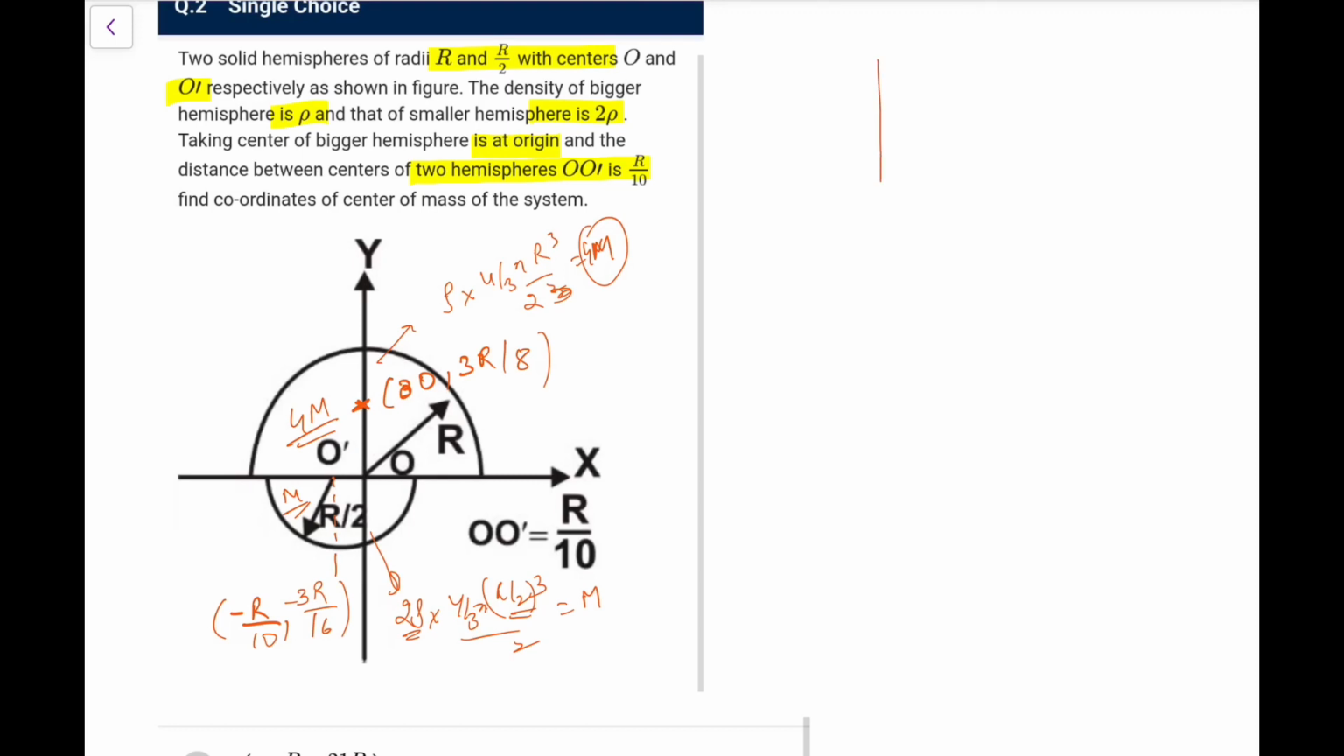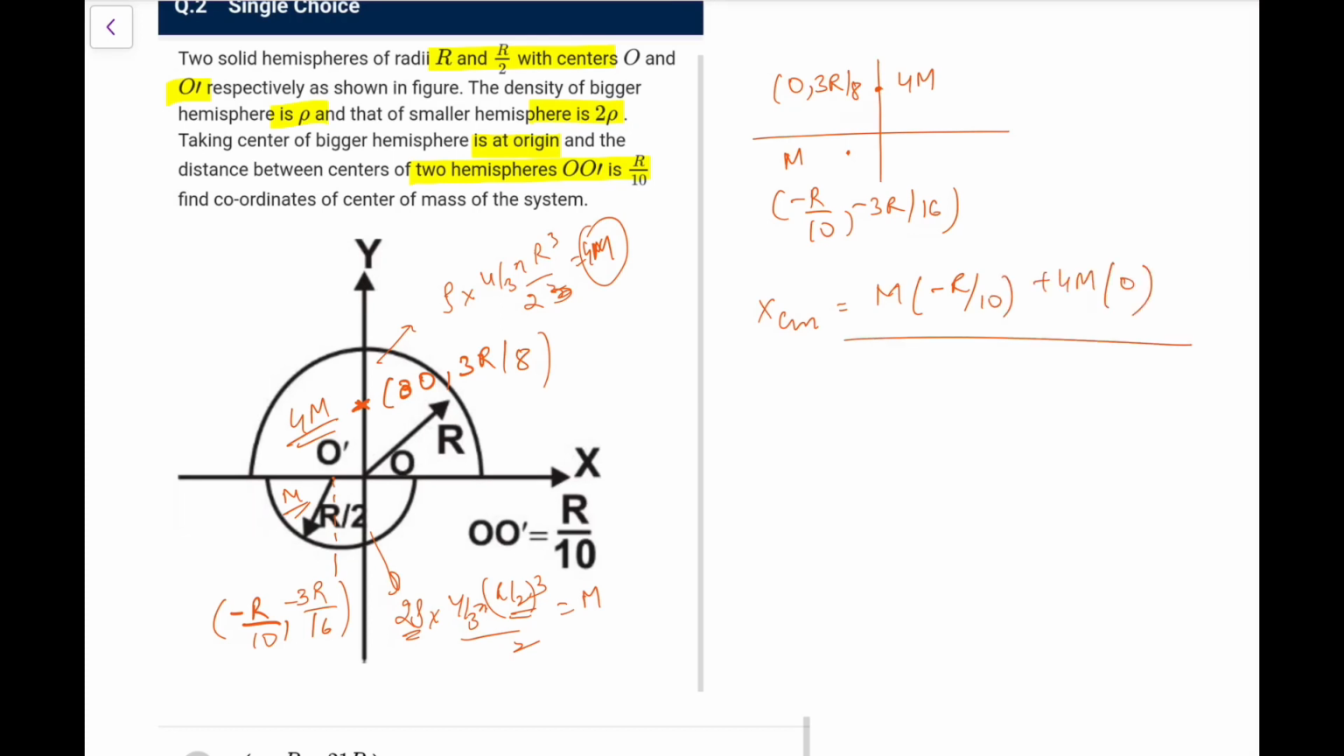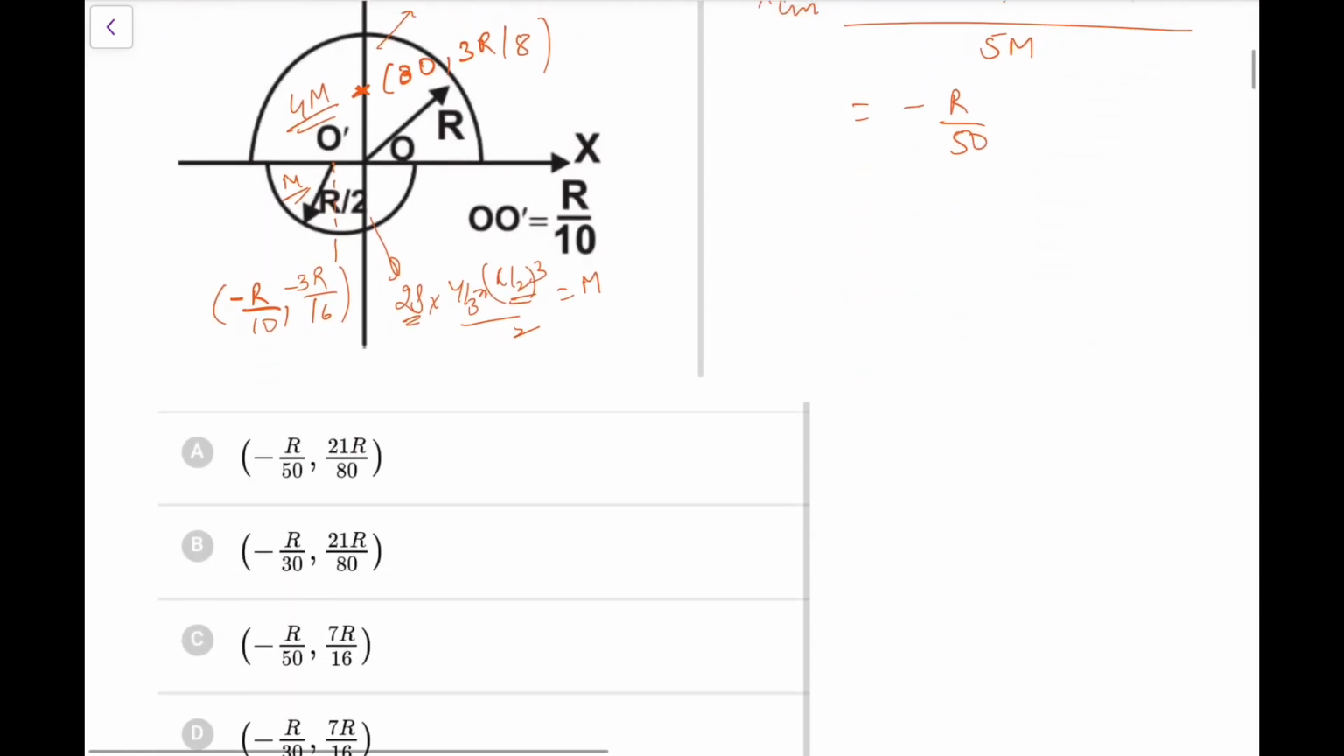Now replace them by their CMs as point masses. So the first one is 4m mass at 0, 3r by 8, and this one is m mass at minus r by 10, minus 3r by 16. Now calculate the CM. What would be the XCM? That is first m into minus r by 10 plus 4m into 0 upon 5m. So it comes out as minus r by 50.